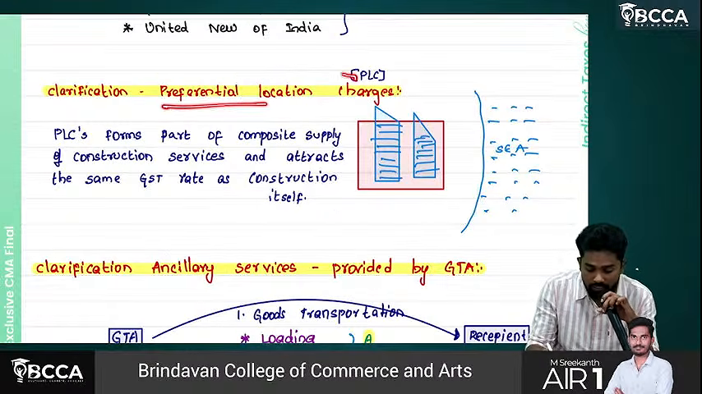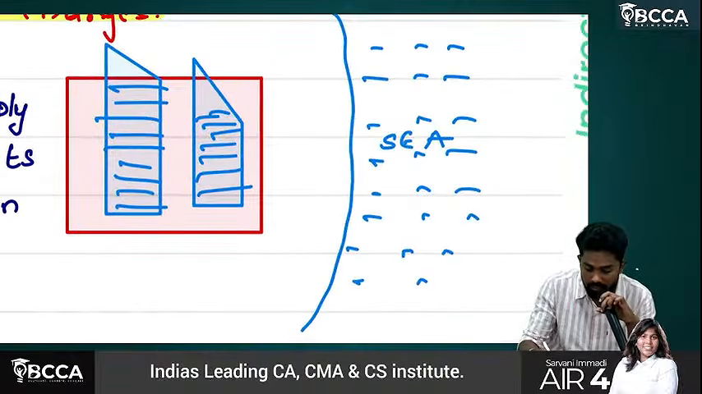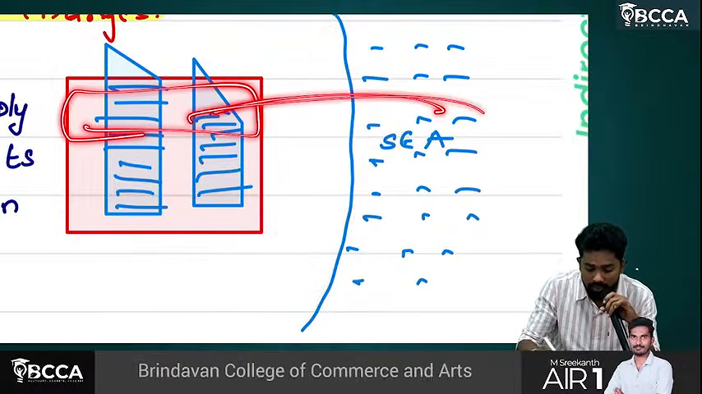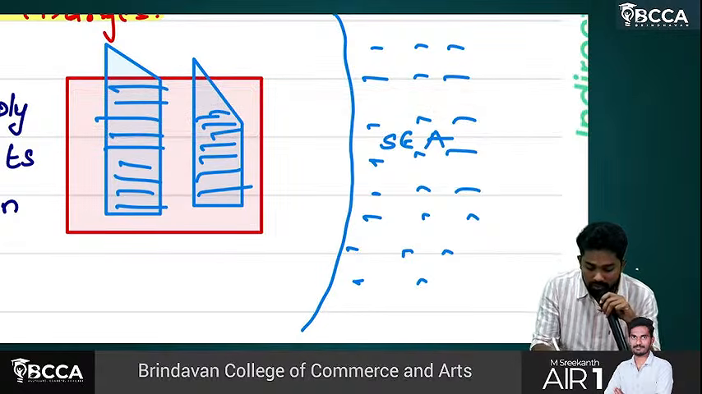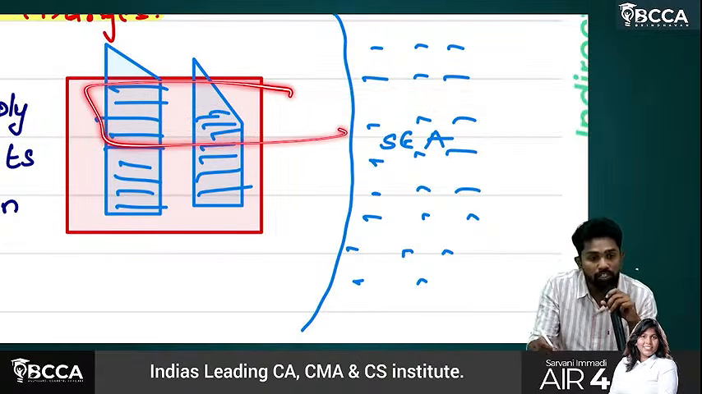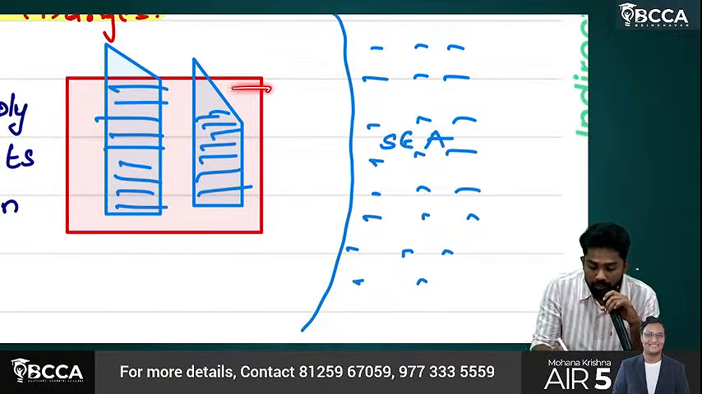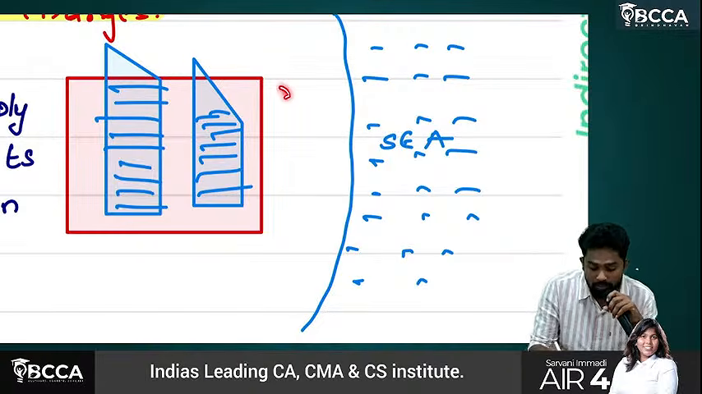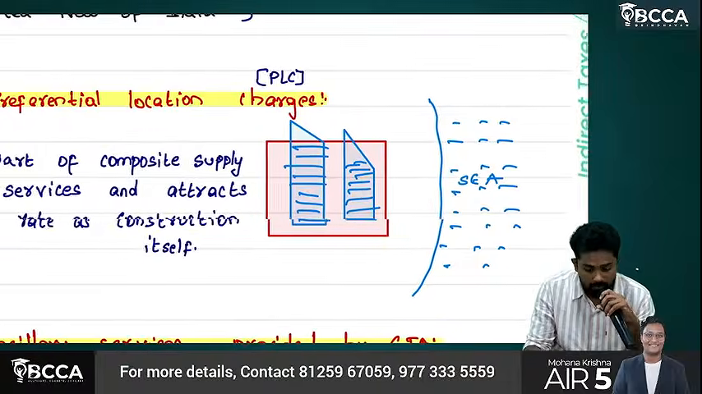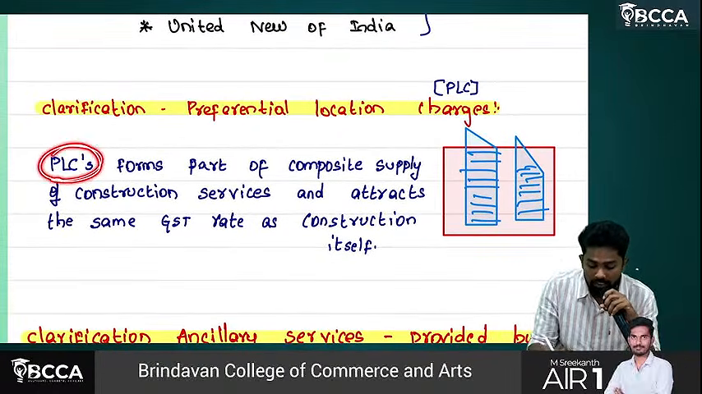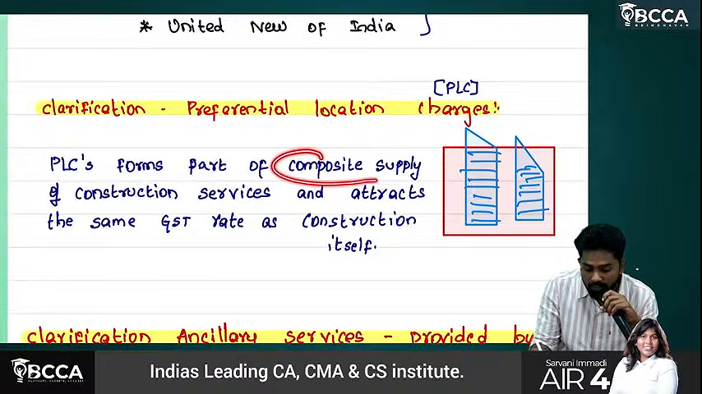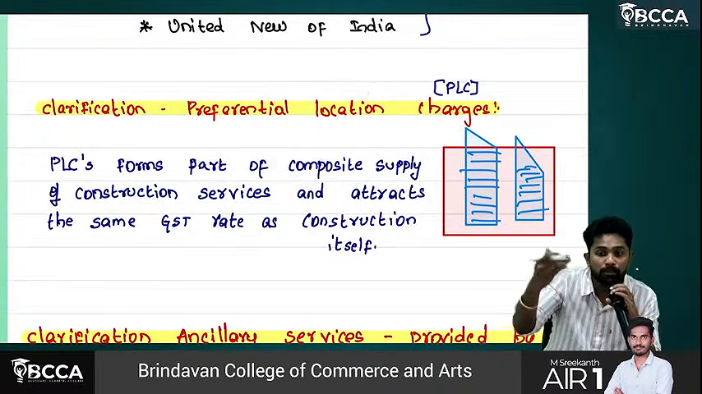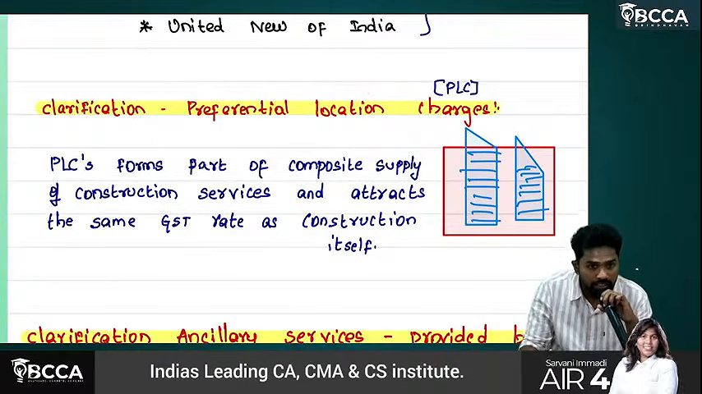Then clarification on preferential location charges. Sir, here there is the sea and this is an apartment. Everybody wants the top floors, because from there the sea view will be good. But they cannot give the top floors to everybody. That's why they put extra charges if someone wants a place with a better sea view. That's called preferential location charges. Any preferential location charges form part of the composite supply of construction service, and these charges are also taxable at the rate at which the construction service is taxed.